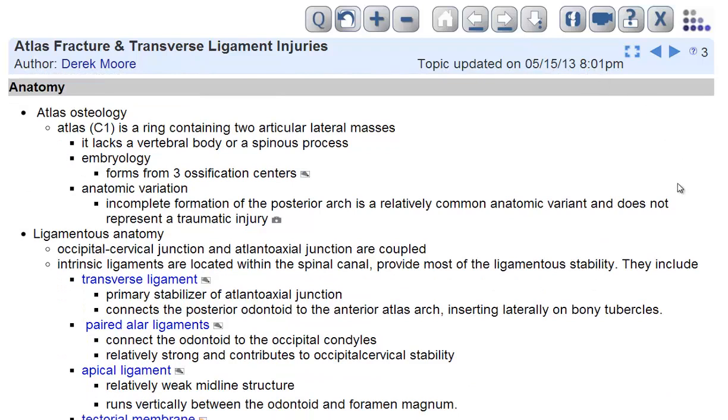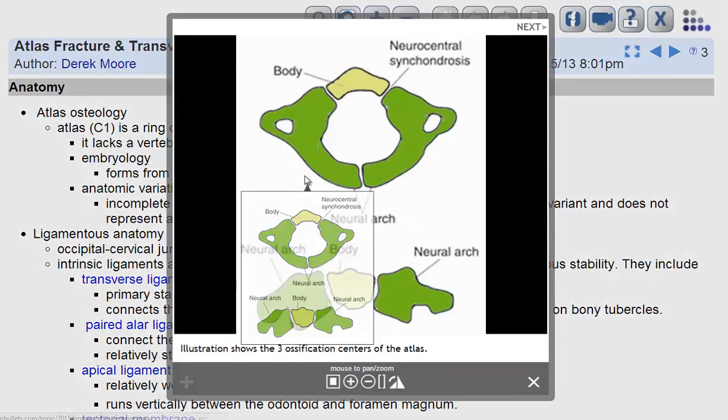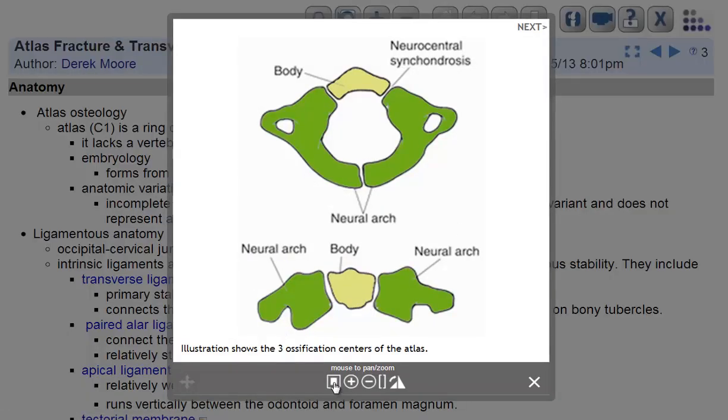So just going over the anatomy of the atlas. The atlas is really a ring-shaped structure. It consists of two articular lateral masses. It is unique in that it lacks a vertebral body and it lacks a spinous process. It does, however, have a transverse process, and the vertebral artery goes through it. In terms of the embryology, it forms from 3 different ossification centers. You can see that here in this illustration. That is different than the axis or C2, which is formed from 5 different ossification centers.